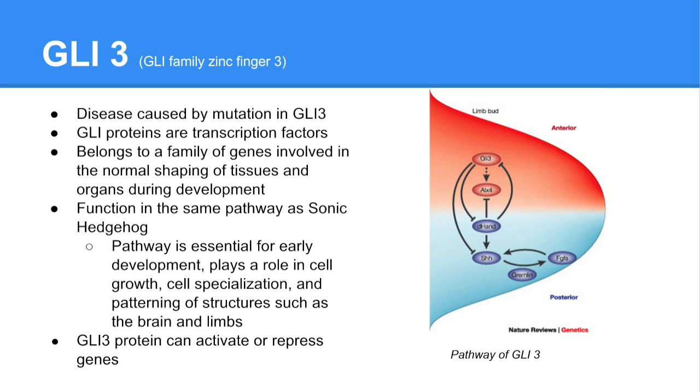Greig Cephalopolysyndactyly is caused by a mutation in GLI3, a gene responsible for a transcription factor of the same name. The GLI3 transcription factor is a zinc finger which binds DNA directly and activates as well as represses transcription of several genes. It belongs to a family of genes involved in the normal shaping of tissues and organs during development and is associated with the sonic hedgehog pathway.